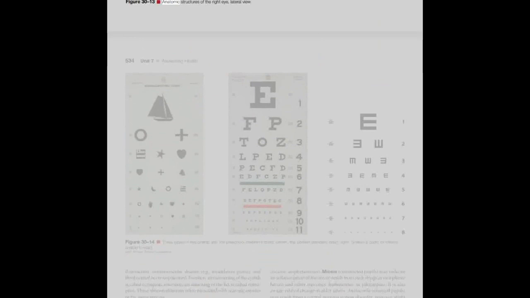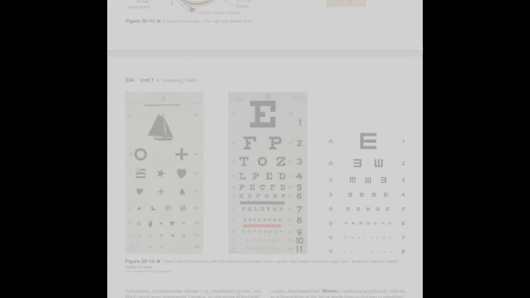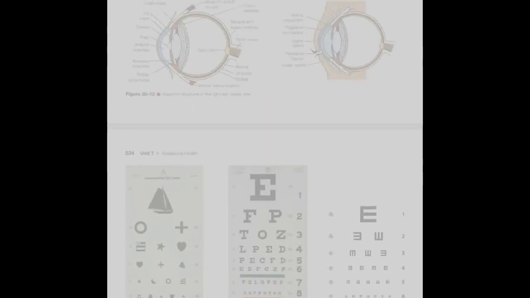Figure 30-13. Anatomic structures of the right eye, lateral view. Bulbar conjunctiva, optic nerve, ciliary body, superior rectus muscle, ciliary process, macula and fovea centralis, retina, choroid, sclera, inferior rectus muscle, posterior chamber, anterior chamber, pupil, cornea, lens, iris, optic disc, bulbar conjunctiva, palpebral conjunctiva, upper eyelid, palpebral fissure, lower eyelid.